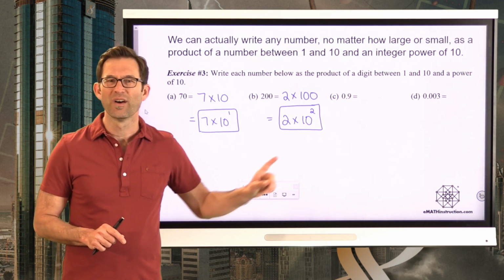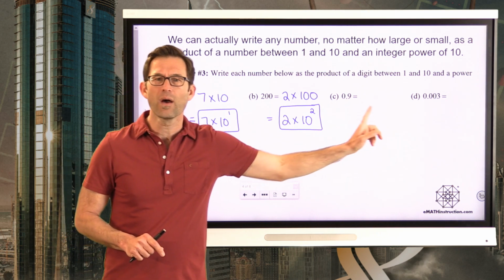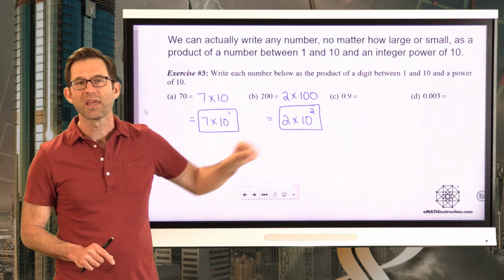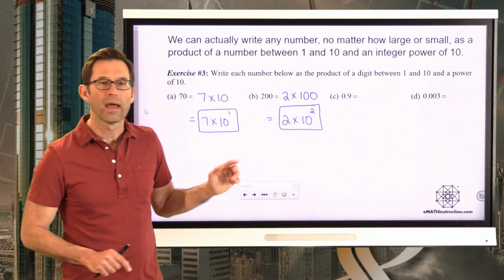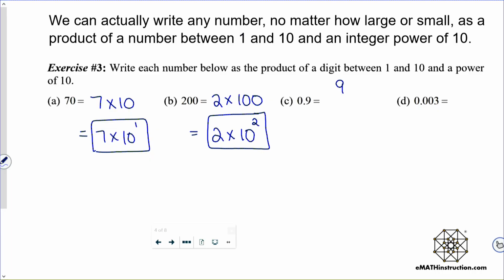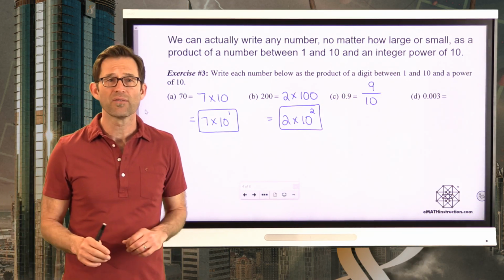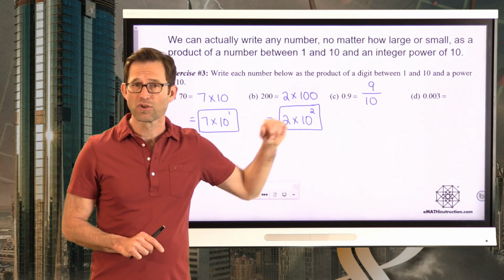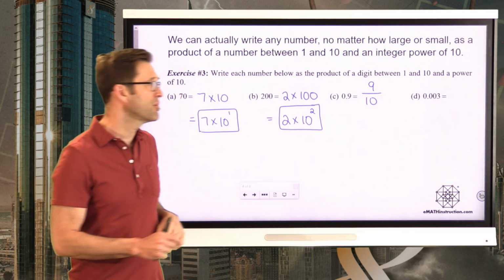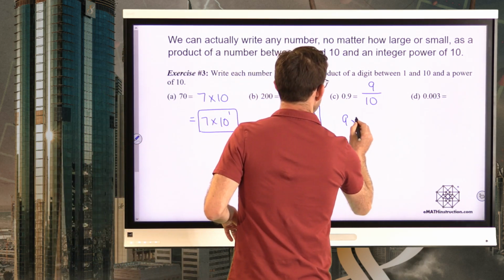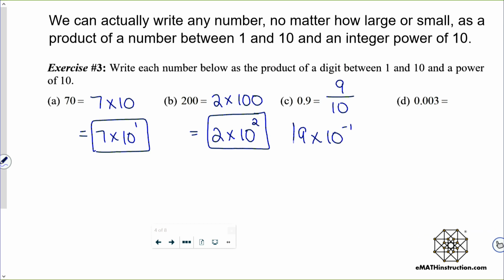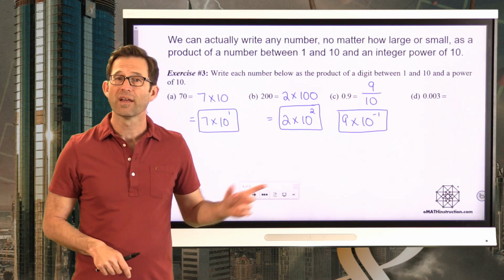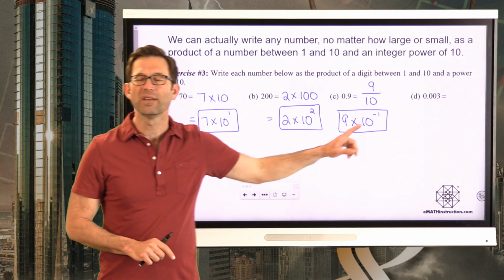Now for the harder ones. These are ones that have positive powers, but now we've got ones that have negative powers. Let's take a look at 0.9 together. Now 0.9 is 9/10. Just think about this for a second. Back when you were first learning about decimals, in 5th grade, you would have had to write 0.9 as a fraction. Well, that's 9/10. So what does that mean? That really means we've got 9 times 10 to the minus 1. We are dividing 9 by 10 once. And that's it.